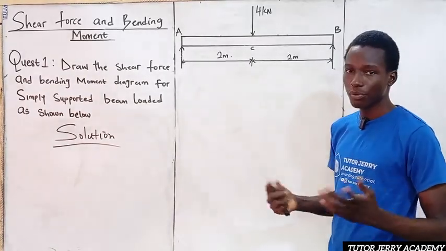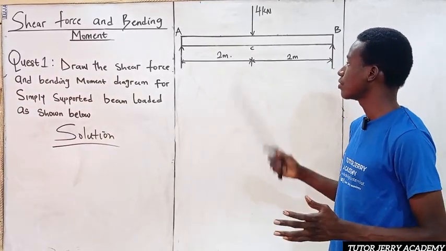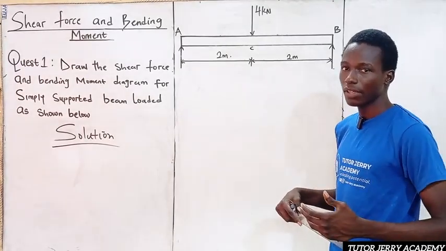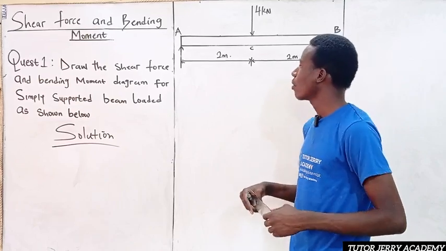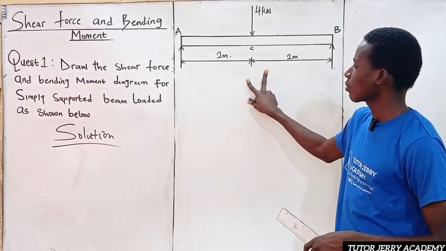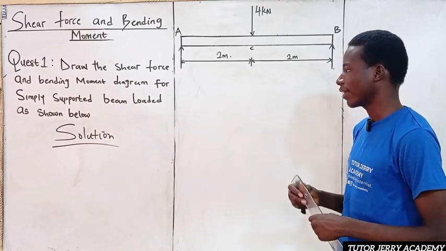So earlier, we have proved how to calculate the shear force and the bending moment. So we are going to be treating this numerical as we proceed. Now, what we are going to be doing is calculating the shear force and the bending moment so as to draw the diagram.